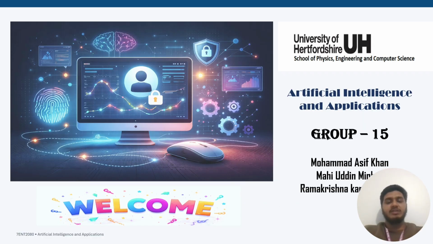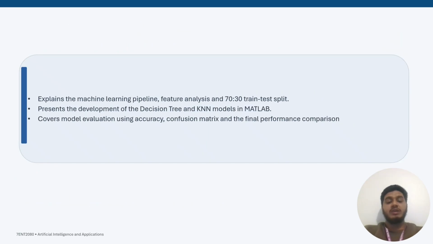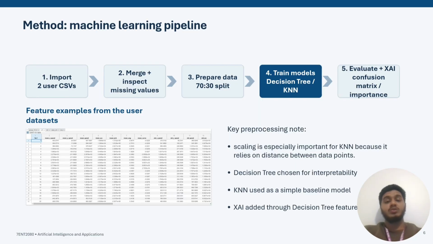Thanks, my friend Asif. This is Mahyuddin Minhas before you, and my student ID number is 2412618. My role focused on the design and implementation of the machine learning pipelines.